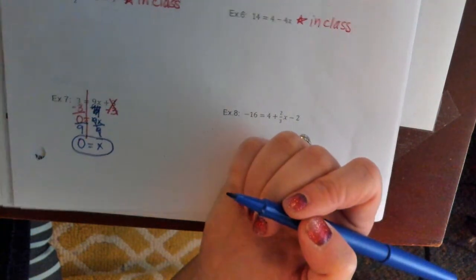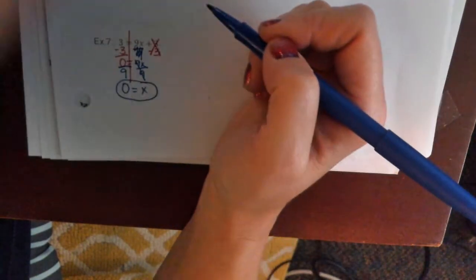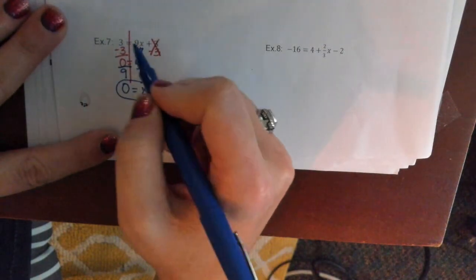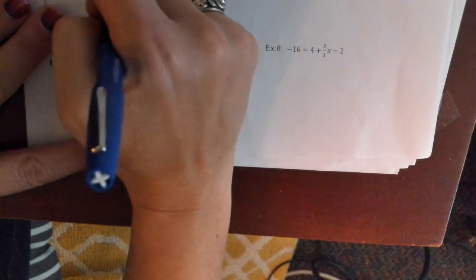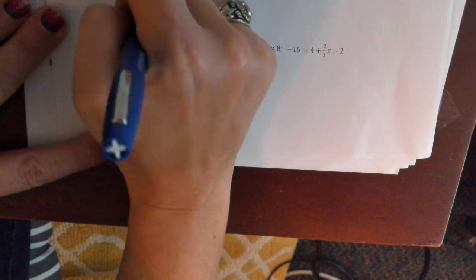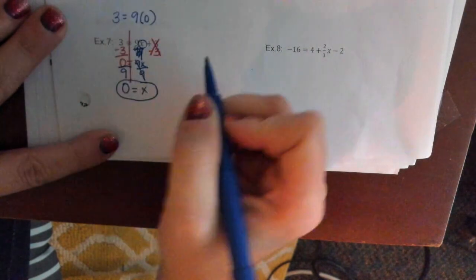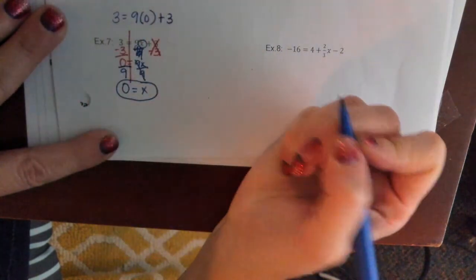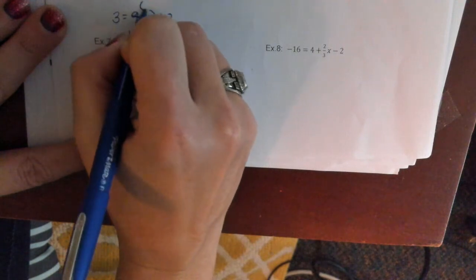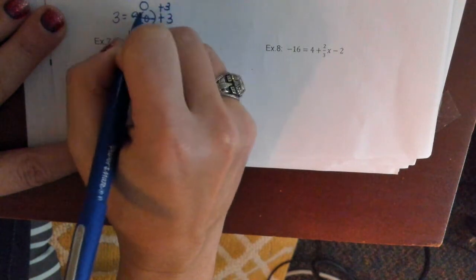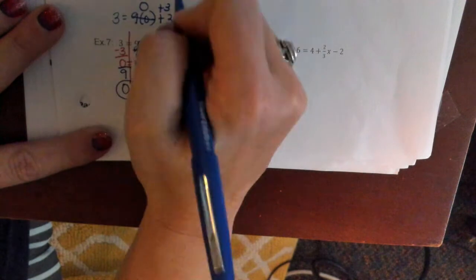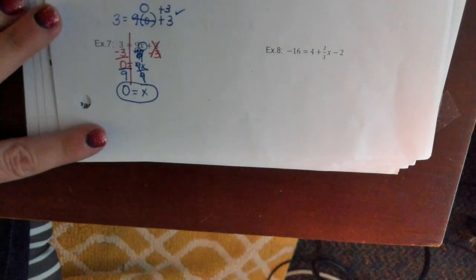Now, just because that looks weird, we could plug that number in. We could plug 0 in for x and check our answer. So 3 equals 9 times 0, because that's where your x is, plus 3. So 9 times 0, well, that's 0. Plus 3 is just 3. So 3 equals 3? Yes, it checks. Okay?